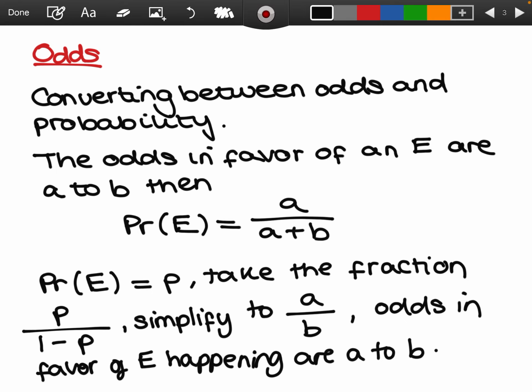If instead you're given the probability, we'll call it little p, and they ask you to find the odds, you're going to do p over 1 minus p as a fraction. You're going to simplify that fraction down as far as it will go, and then that will give you a number on the numerator, number on the denominator. That is what you use as A and B to say the odds are A to B in favour of E happening. Okay.